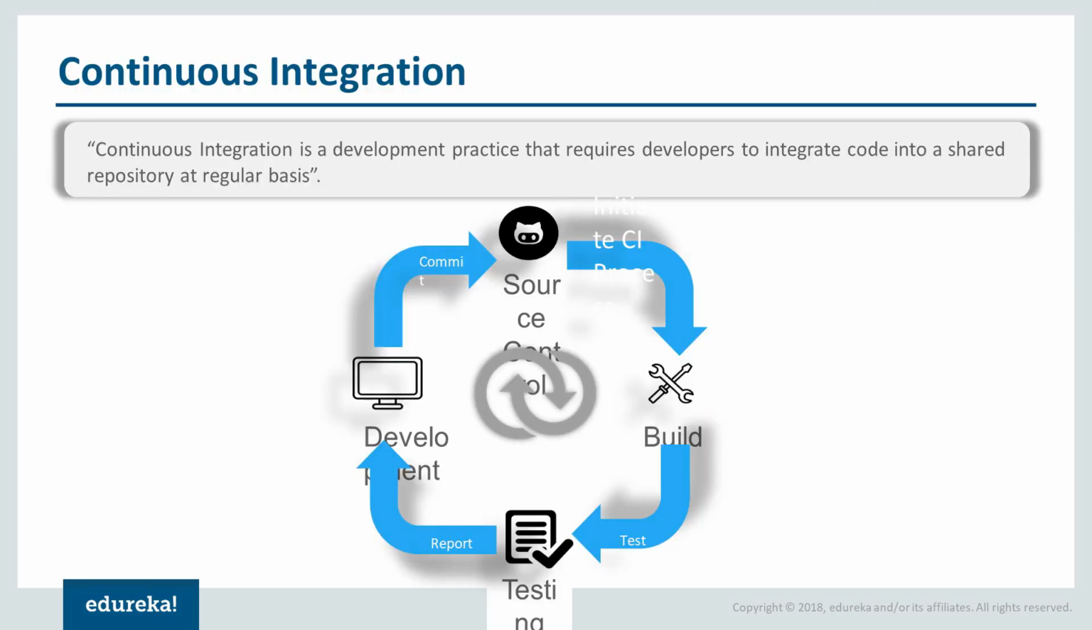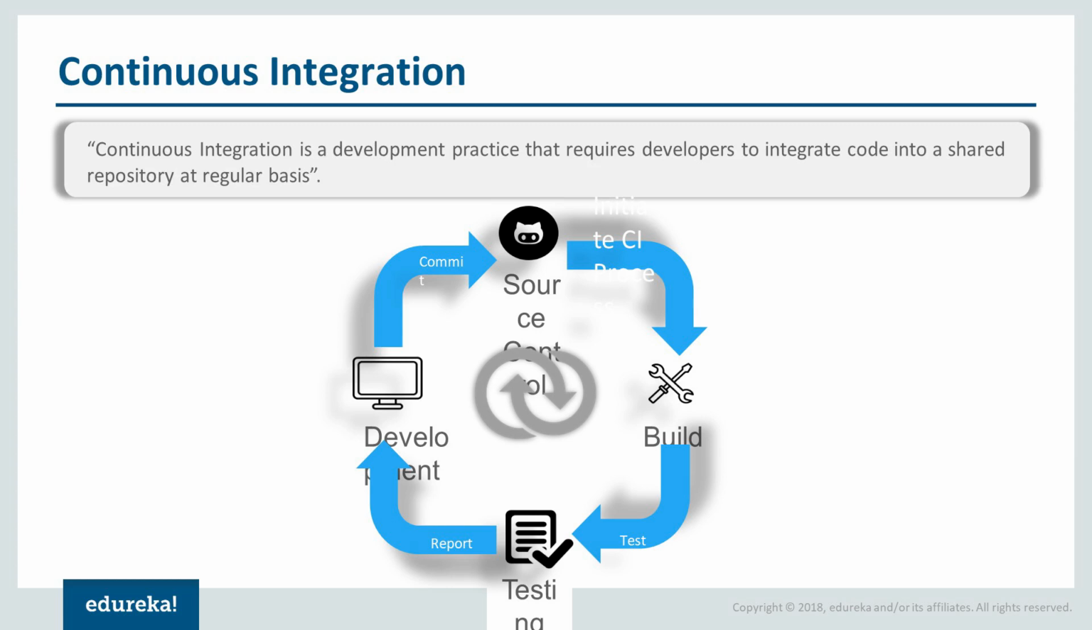So as per the definition, continuous integration is a development practice that requires developers to integrate code into a shared repository at regular basis. Now the most important component according to me in this whole definition is the last part, that integration of the code into a shared repository at regular basis. That regular is the most important part here.